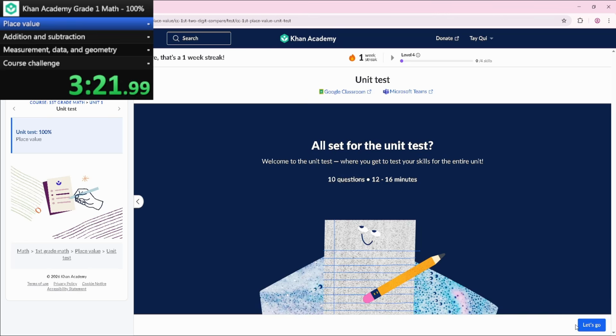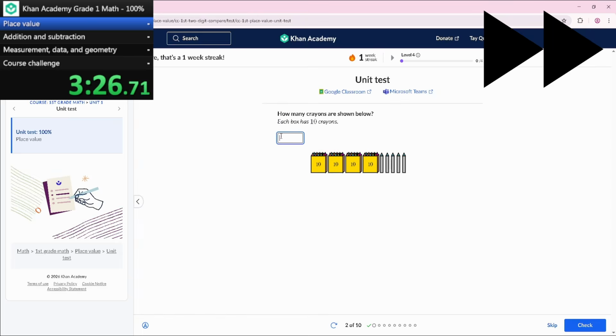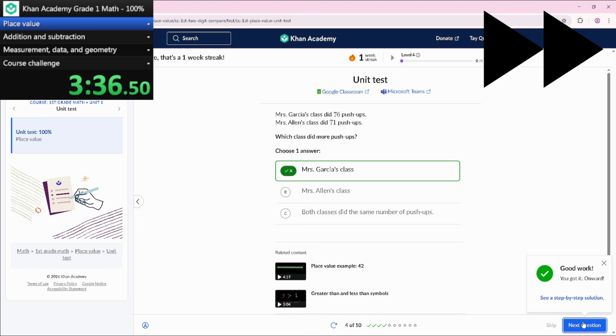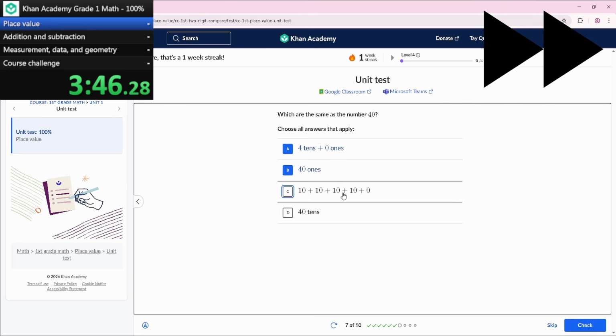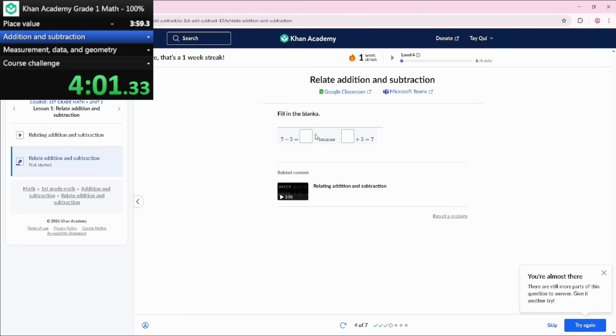And now onto the unit test, to showcase the culmination of the learning that we just did. The unit test was easy enough, so now let's move on to Unit 2.